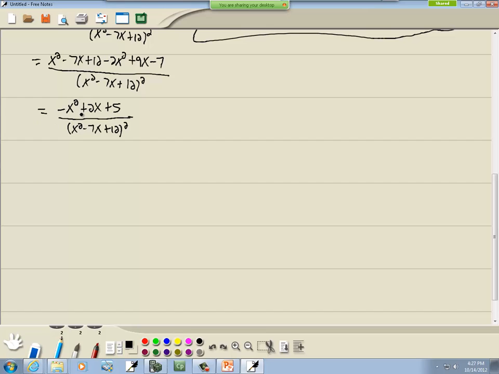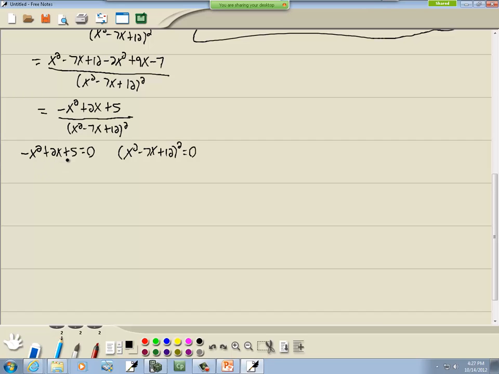Okay, so to find our critical values, we're going to set top part equal to 0, bottom part equal to 0. So I got negative x squared plus 2x plus 5 equal to 0. And I'll set the bottom part equal to 0. So I got x squared minus 7x plus 12 squared equal to 0. Now this doesn't factor, so I'm just going to use my graphing calculator to get this.